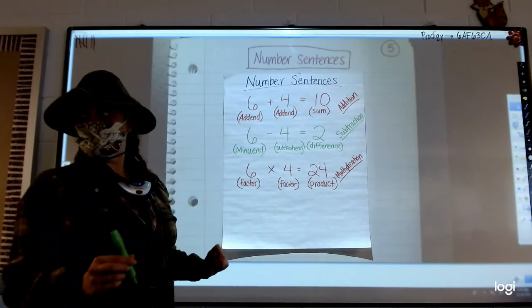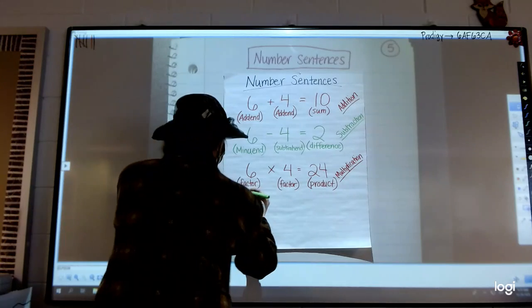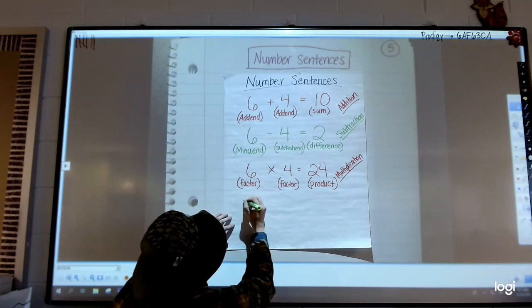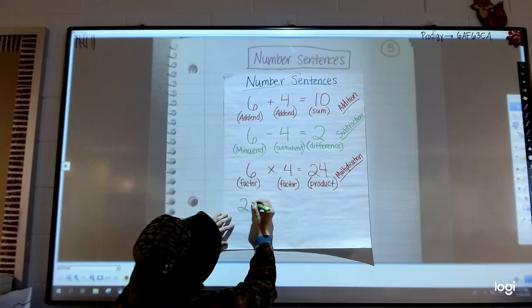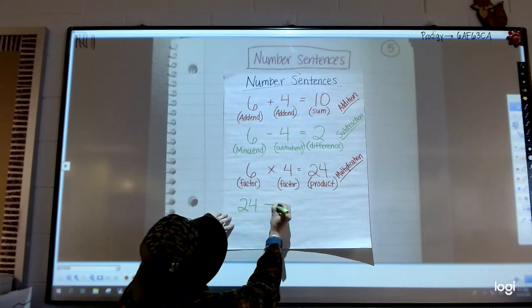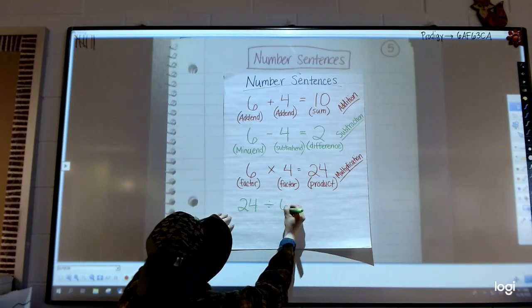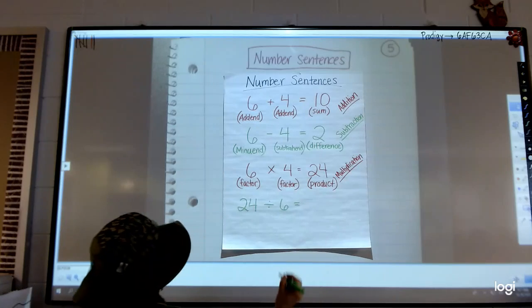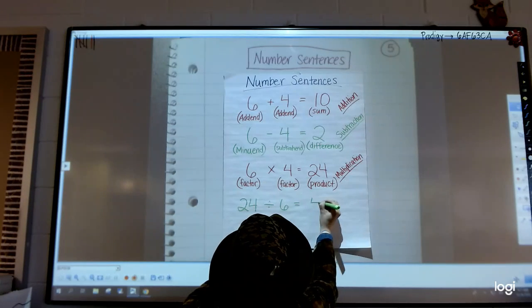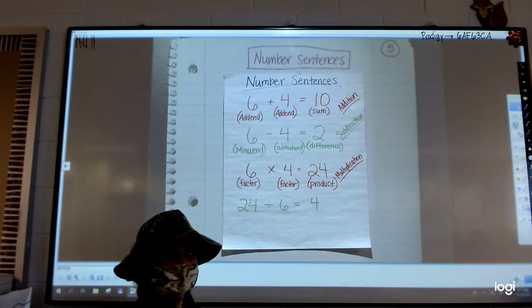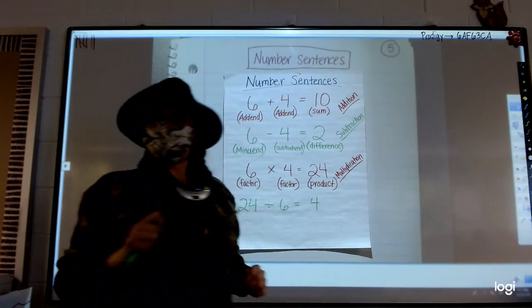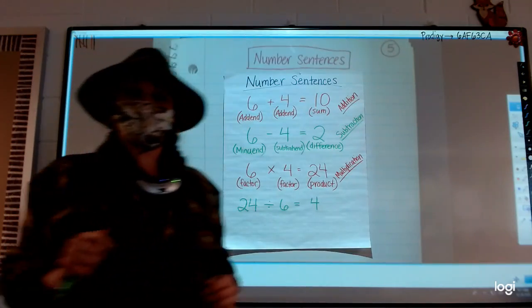So we'll use 24 divided by 6 is 4. So everyone write that down with me. Nope, not 26. 24 divided by 6. Okay, everyone should have that written down. 24 divided by 6 equals 4.